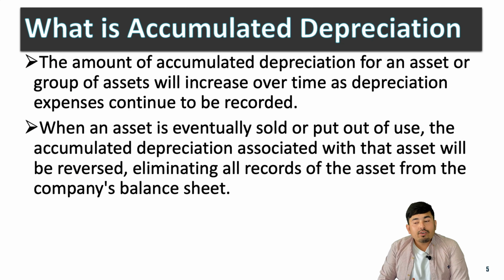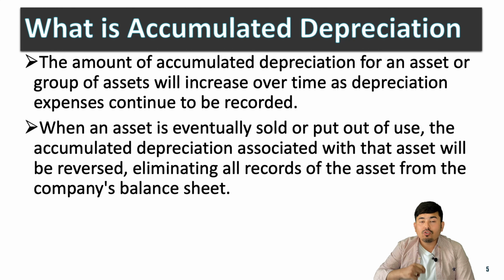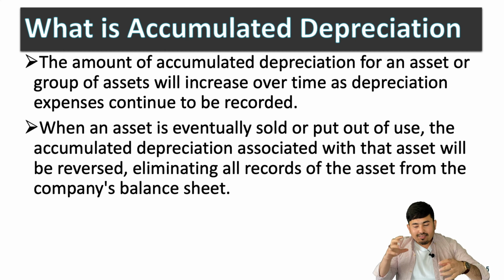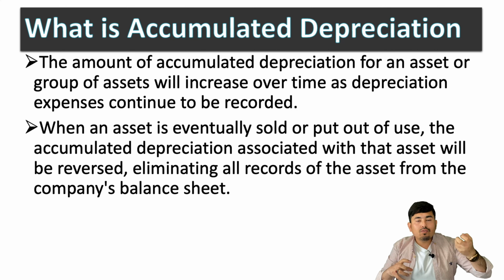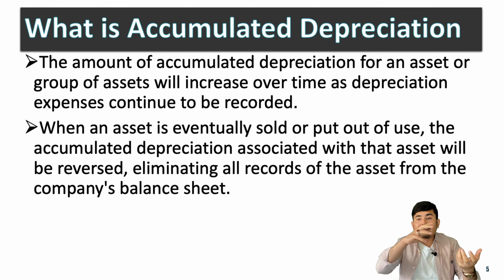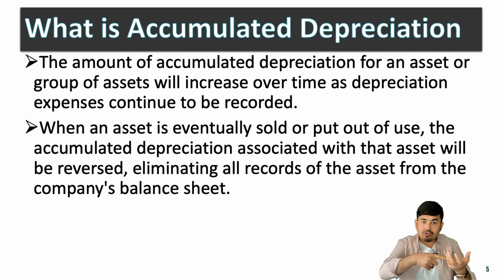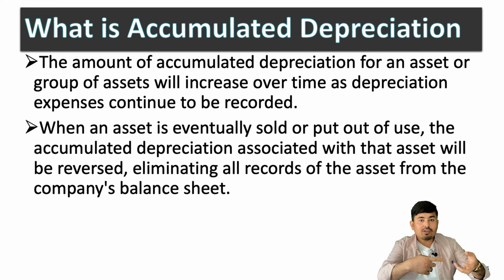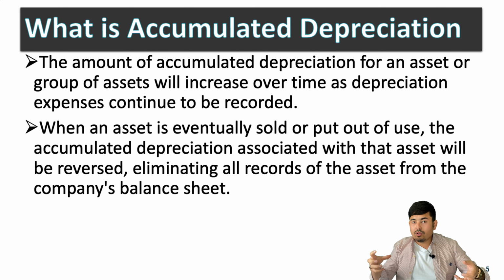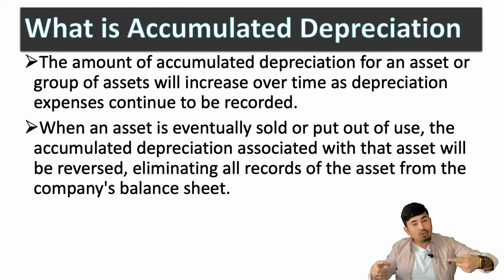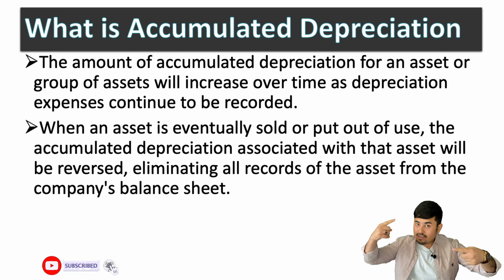Going ahead, the amount of accumulated depreciation for an asset or a group of assets will increase over time as depreciation expense continues to be recorded. What does it mean? In simple words, when we have individual periods, it can be 1 year. When we have the depreciation, it will be added to what? To accumulated depreciation. It is the collection of all the depreciations. So when you have a new depreciation expense charge, it will be added to the accumulated depreciation. It means that with the passage of time, this value will increase.